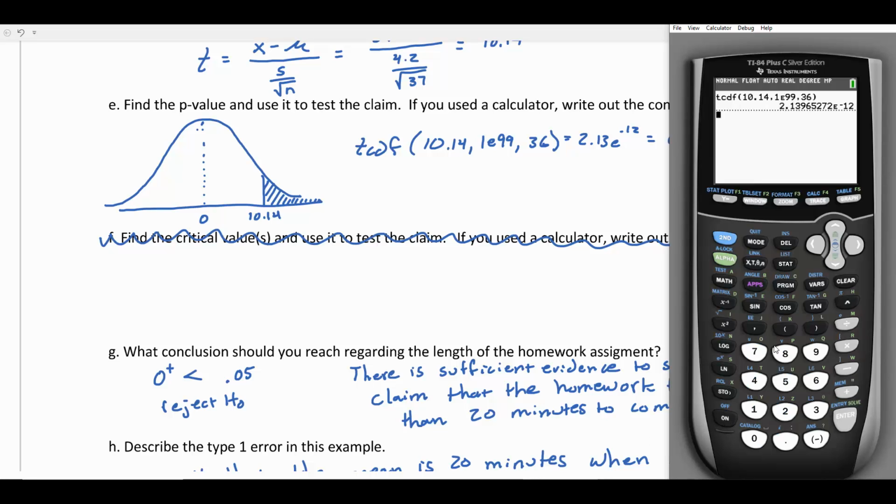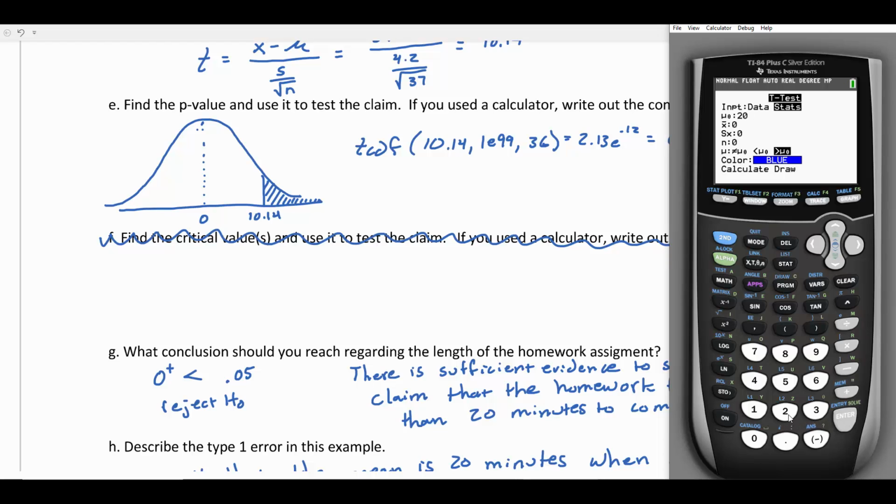For this one, we did a t-test. So we're going to go to stat. We're going to go over to tests, and we're going to choose option 2, which is the t-test. And it's going to ask you if you want to do data or stats. We did not have the raw data, so we're going to choose stats. And it's going to ask you essentially what your null hypothesis is, right? What did you assume about the mean? We assumed it was 20.